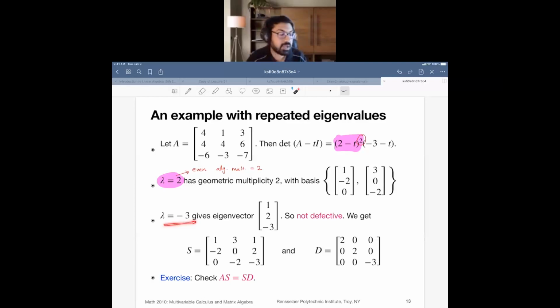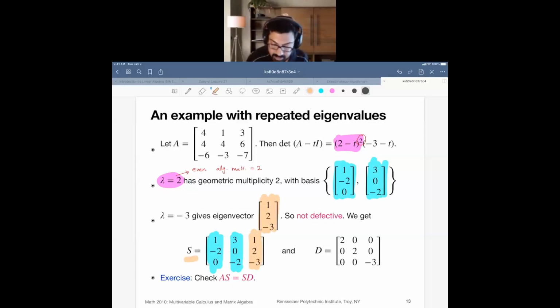Next, let us try to look at lambda equals -3. So when you have lambda equals -3, well, it just has 1 as your algebraic multiplicity, so I don't even need to check. I know that its geometric multiplicity is also going to be 1, so it is not defective. What we get is the matrix S that diagonalizes A is going to be the square matrix with the columns as eigenvectors. So we've got negative, the first one here, the second one here, and then from the other eigenvalue, you've got this guy over here.